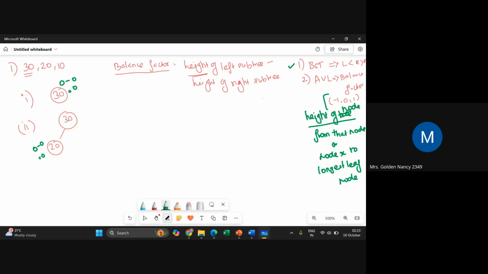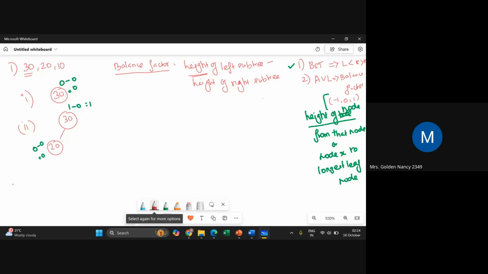For this node, you have only one node in the left subtree and no node in the right subtree. So 1 minus 0 is 1. This value is also in the set -1, 0 and 1. So this is also a proper binary search tree and an AVL tree.